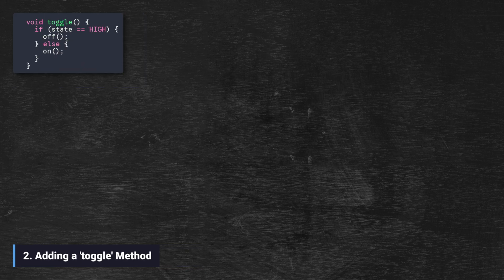A very useful behavior is toggle. Instead of checking if the LED is on or off ourselves, we let the object handle it. If the current state is HIGH, we call off, otherwise we call on. This abstraction makes our main code much cleaner.